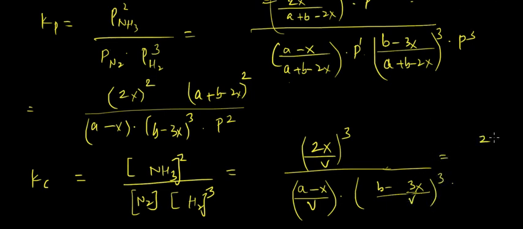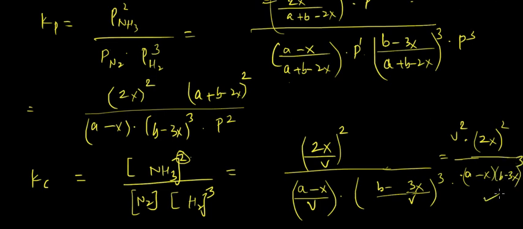So on simplifying it, we can see this is square, not cube. Yep, because this is a square. So on simplifying, we'll get 2x square divided by a minus x multiply with V square in the numerator term, and then what is left is b minus 3x whole cube. So these two are the Kp and Kc values of the following equation.